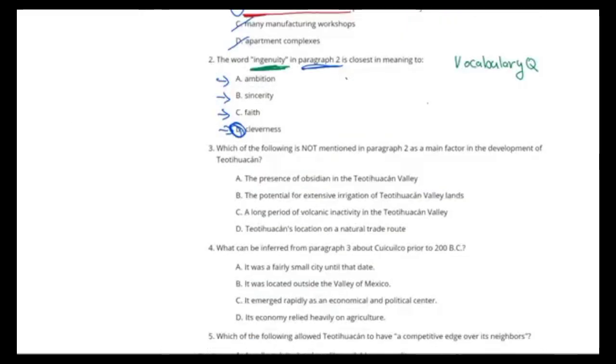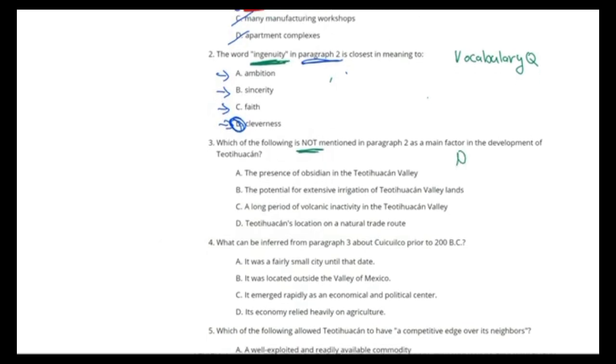Let's go on with question number 3. Question number 3 says, which of the following is not mentioned in paragraph 2 as a main factor in the development of Teotihuacan? This again, guys, is a not/except question, okay? You can see this because it says not. And if you see that, you immediately know that you have to solve this question by elimination. So we are looking for a factor that is not mentioned in the text.